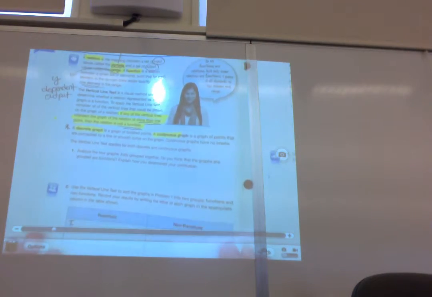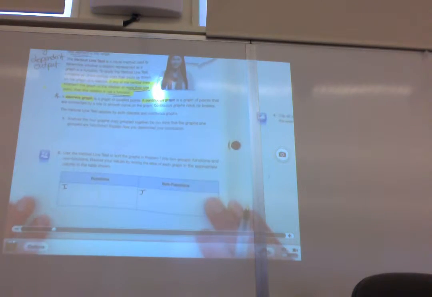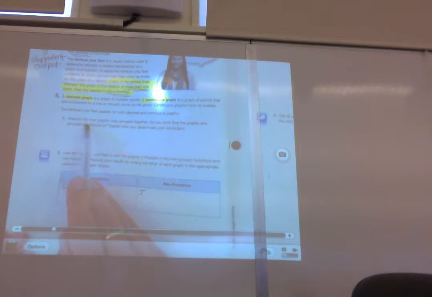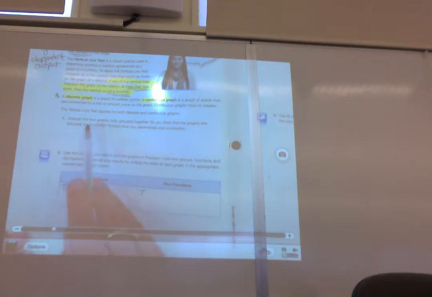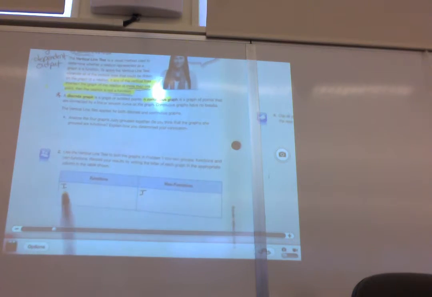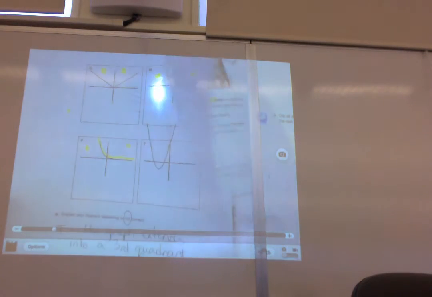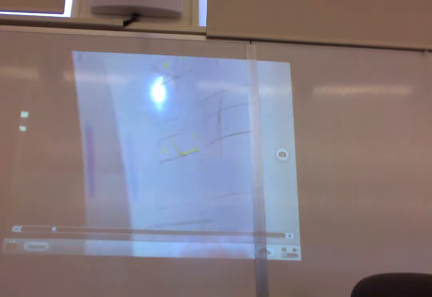Now, number 1. We're going to analyze the 4 graphs Judy grouped together. Do you think the graphs she grouped are functions? Explain how you determined. We have to flip back a page for Judy's graphs.